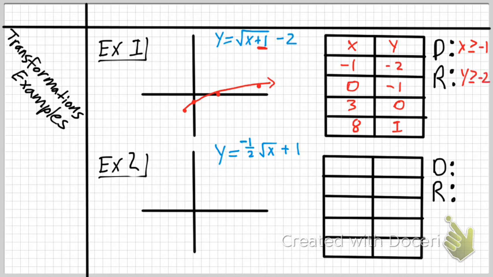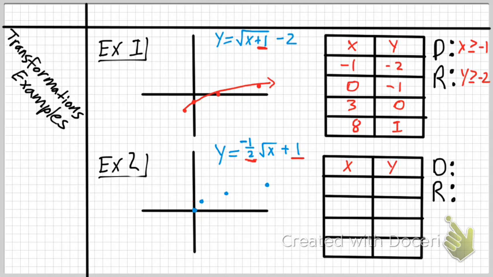All right, and then let's do this next example. So we want to do our transformations in order of operations. So our order of operations is PEMDAS, obviously. So we want to do this transformation first, right, our multiplication, and then do our addition. All right, so let's go ahead and see what this will look like. So our original points on the graph for our parent function are 0, 0, 1, 1, 4, 2, and then 9, 3. Okay, so now let's multiply them by 1/2.